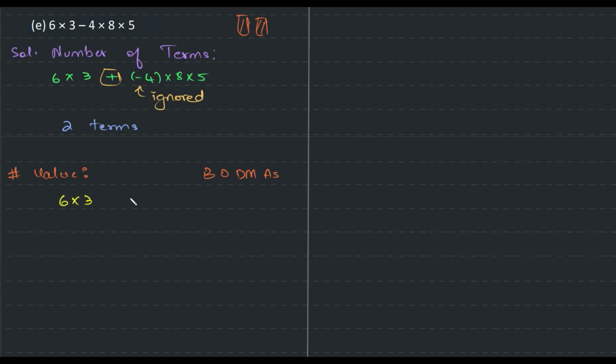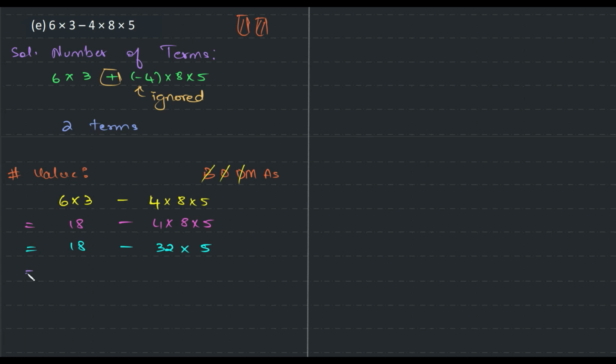So 6 into 3 minus 4 into 8 into 5. There's no brackets, there's no operation, there's no division, a bunch of multiplication, which have to go from left to right. So first multiplication is 6 into 3, that's 18, minus 4 into 8 into 5. Then next we have another multiplication. Technically you can multiply all three in one go, but let me not confuse you guys. So 8 4s are 32.